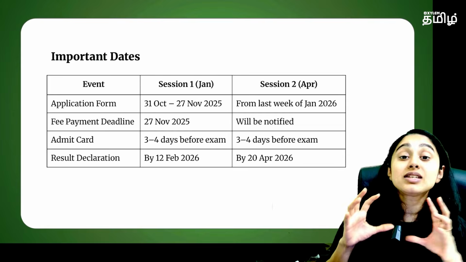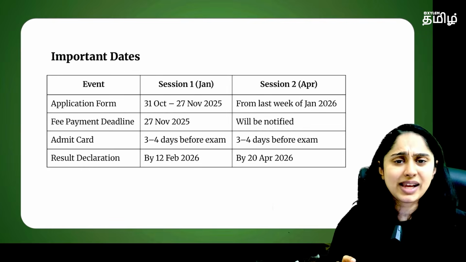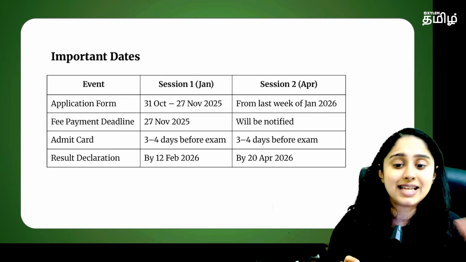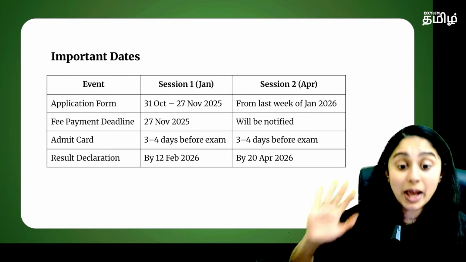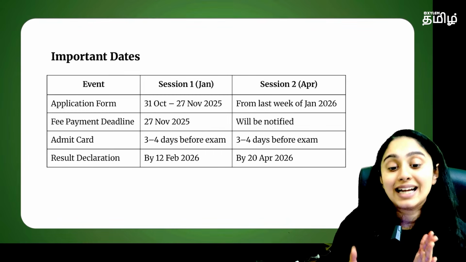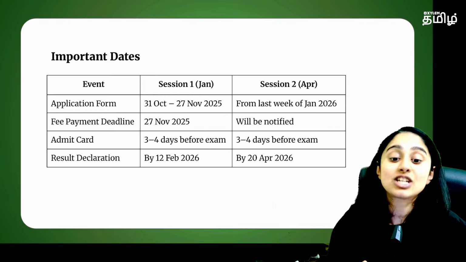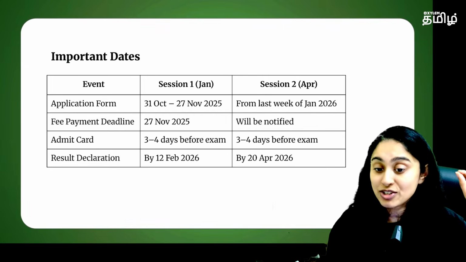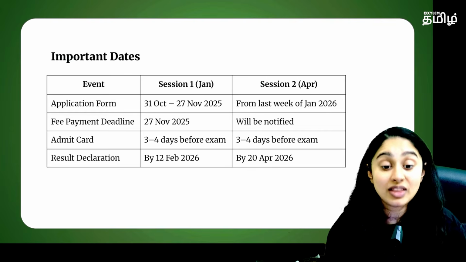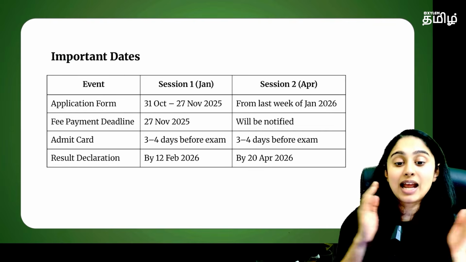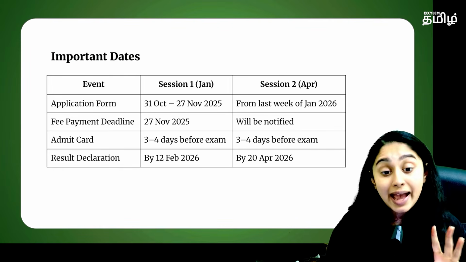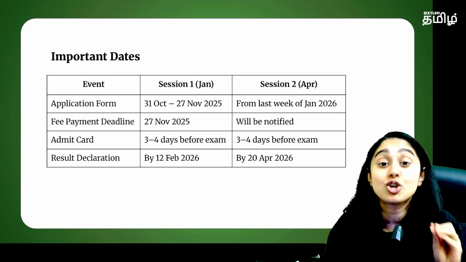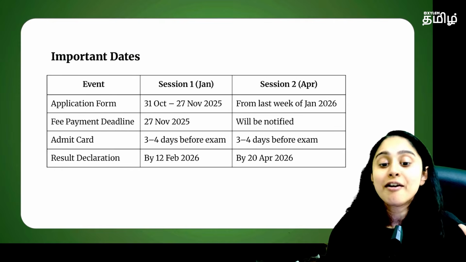Okay, and now this session 2, probably we can expect the application forms to release somewhere in the last week of Jan towards the beginning of session 1. Okay, but for now the payment deadline, the application deadline is 27th November. So please remember that and apply within this window itself. All right, and now the admit cards will be released definitely 3 to 4 days before the exam, and the declaration of result is expected to be on February 12th.